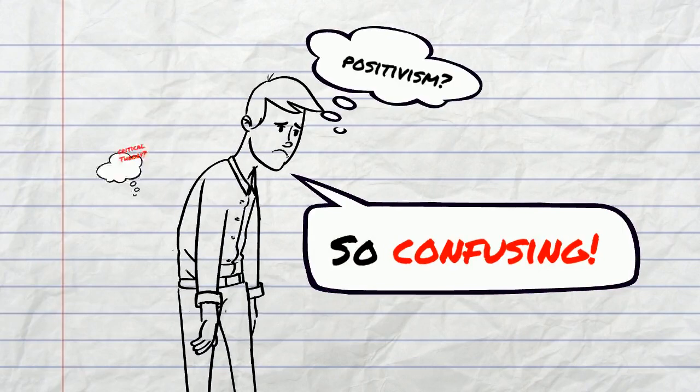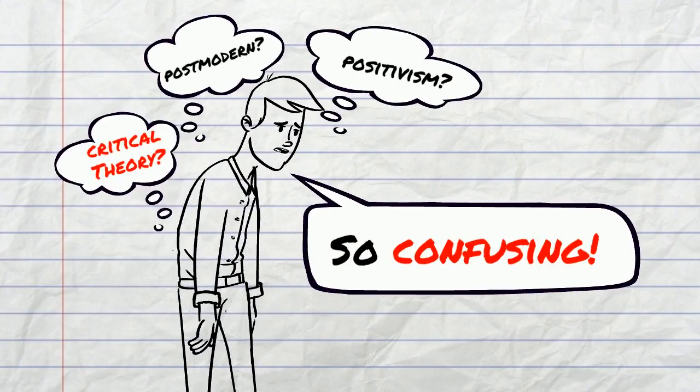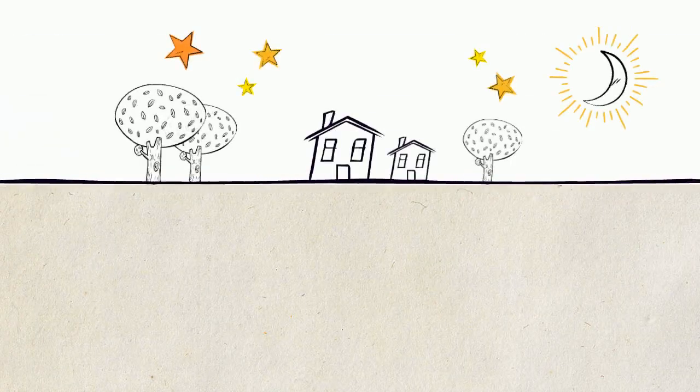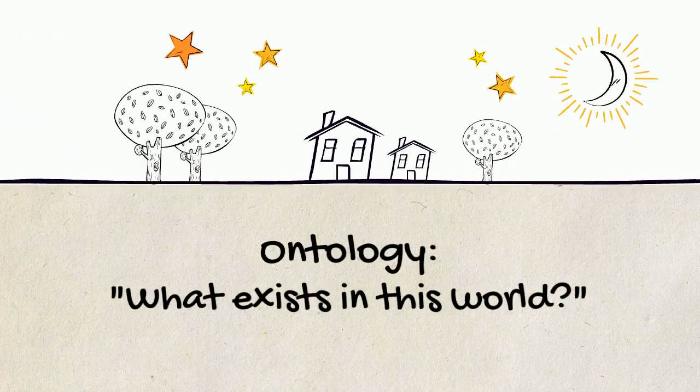Sometimes when you hear things about epistemology or ontology or a philosophical perspective, it can get a little bit confusing. Let's break it down into the different perspectives. The first perspective is the ontological perspective. One's ontology answers the question, what exists in this world?